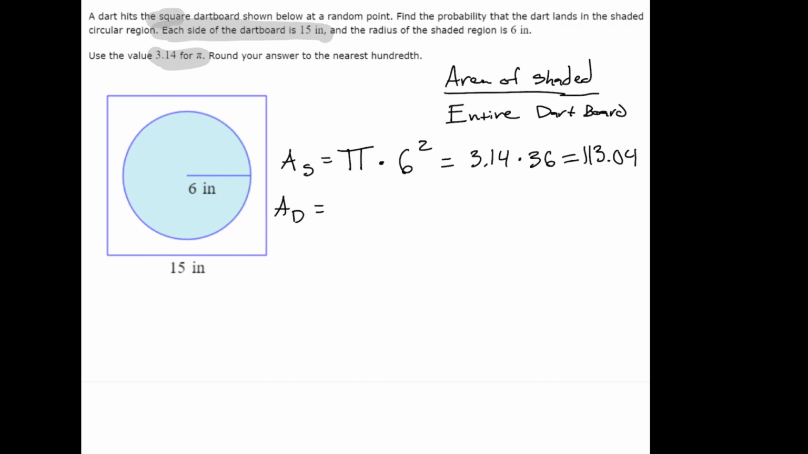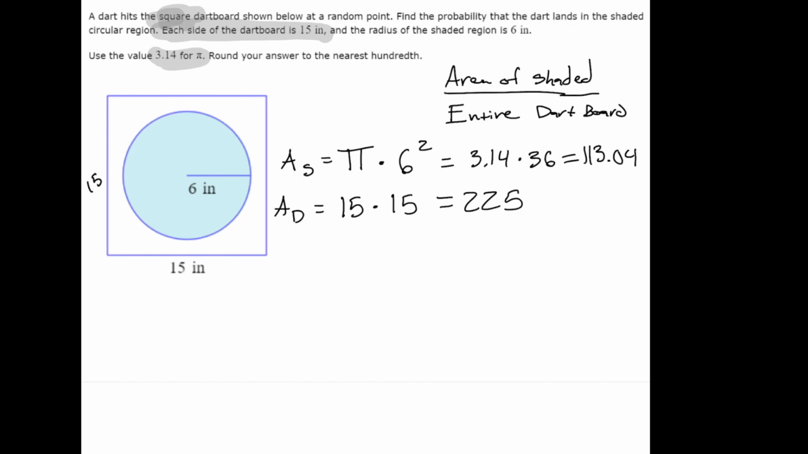And I guess it also says that it's a square. So it is a square dartboard, which means I'll have to use base times height, which isn't a formula that I put at the top, but base times height would just be 15 times 15. 15 times 15 is 225. Since the base is 15 and this side is also 15, I just multiplied those together.